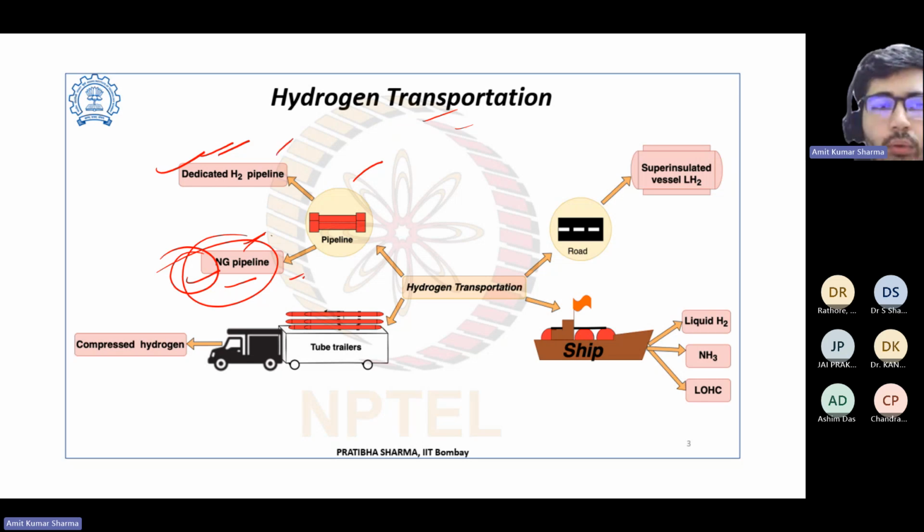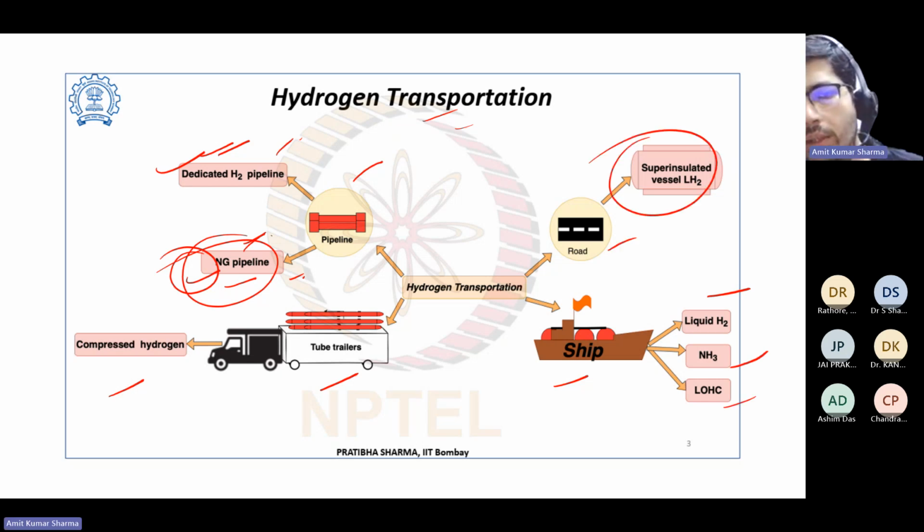If you are thinking about a new hydrogen pipeline network, it's very difficult because it will take time. It can be done, but time is money. You need so many permissions, rights of way, and all things. Then you can also have tube trailers with compressed hydrogen. You can transport via ships, liquid hydrogen, ammonia, LOHC, then by road in vessels with liquid hydrogen. These are the routes.